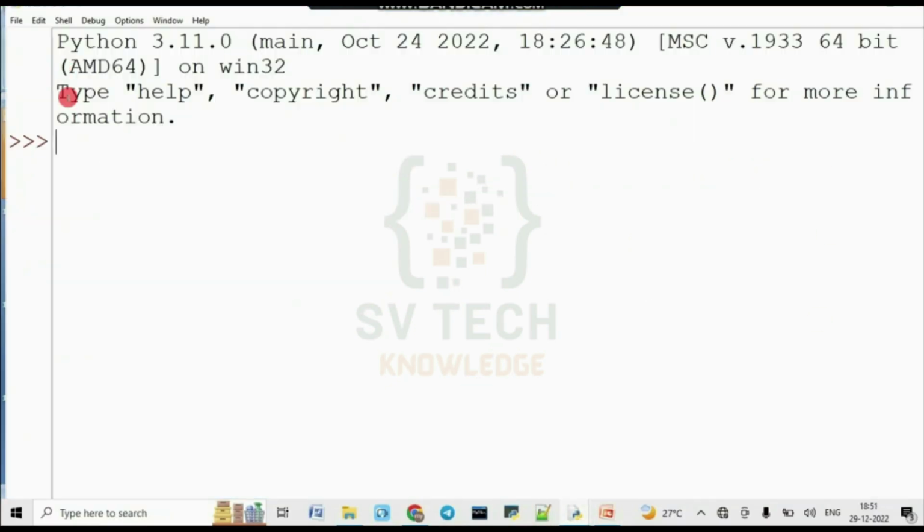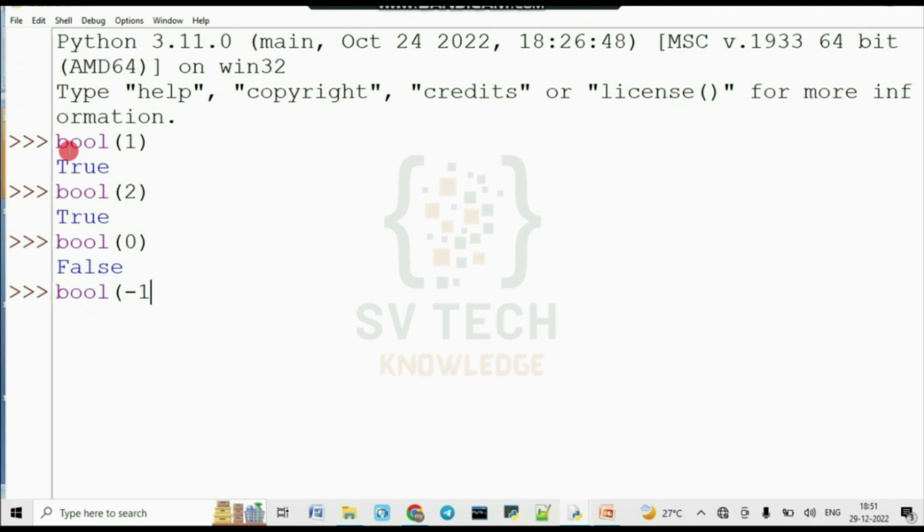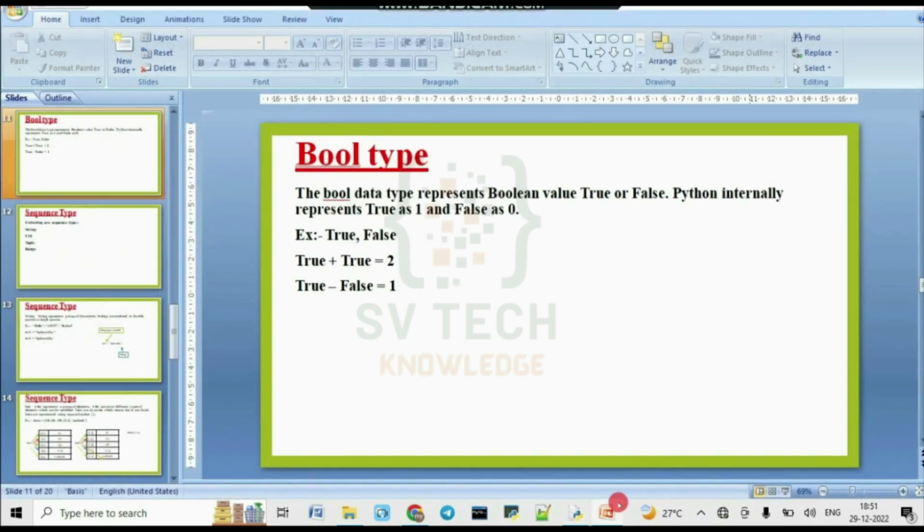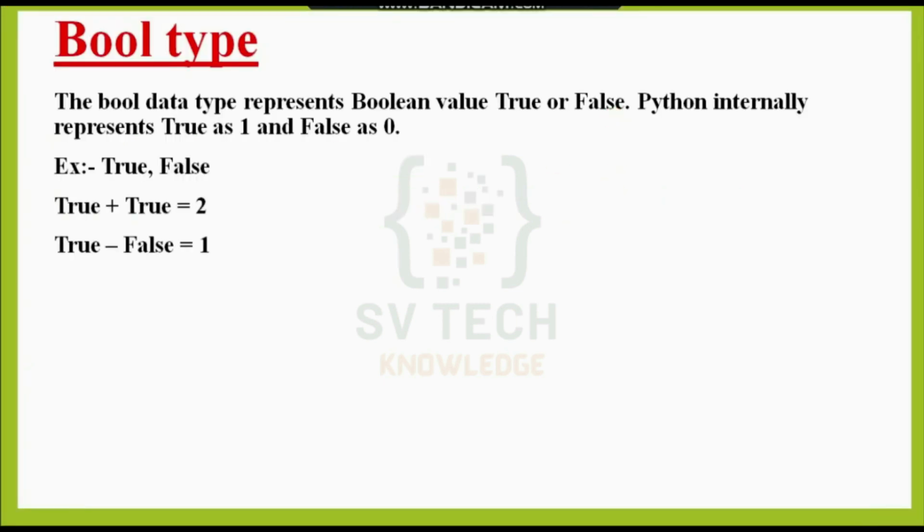So here I have opened Python IDLE. Bool 1, that is true. Okay, bool 2, that is true. Any value other than 0 will be true. Okay, bool 0 will be false. Bool minus 1 will be true. Means anything other than 0 will be true and 0 will be false. Okay, like this we are going to take Boolean values. What is a Boolean value? A Boolean value is true or false. True means 1 and false means 0.